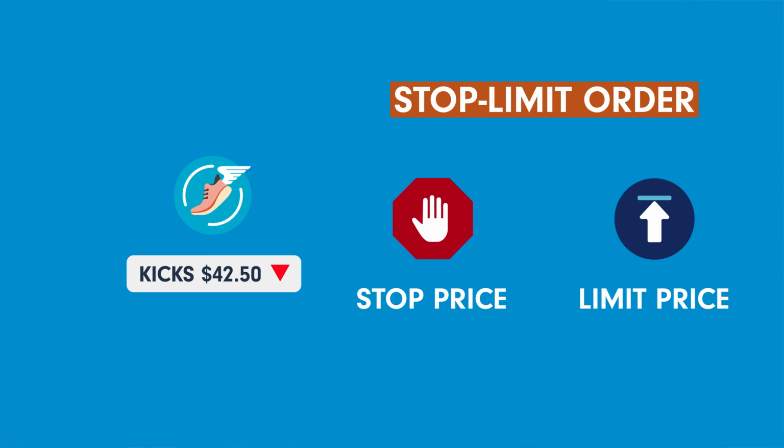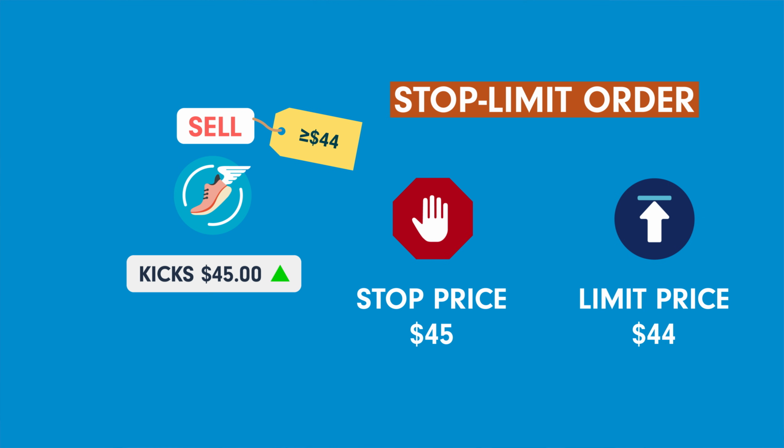So you could set a stop limit order to sell your Kicks Unlimited shares if they hit a stop price of $45 and a limit price of $44. Once the stock hits $45, it will trigger a limit order to sell at $44 or better. If it can't sell at $44, the order won't be executed.